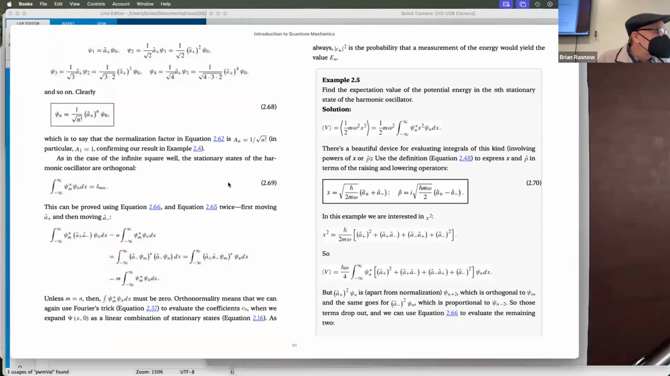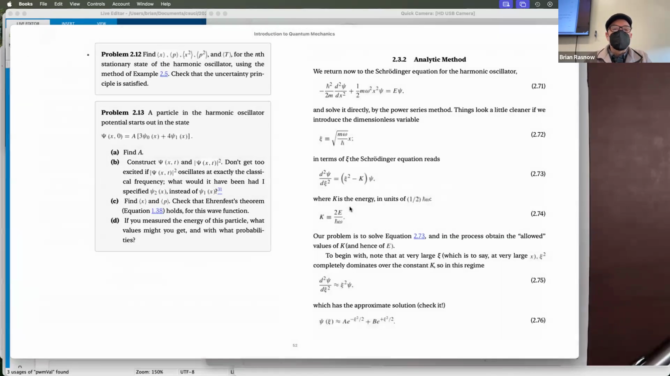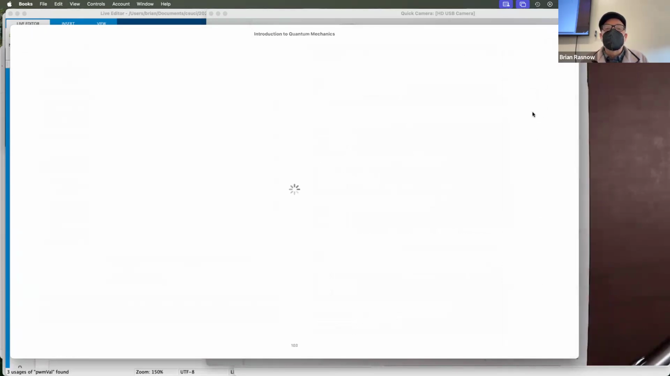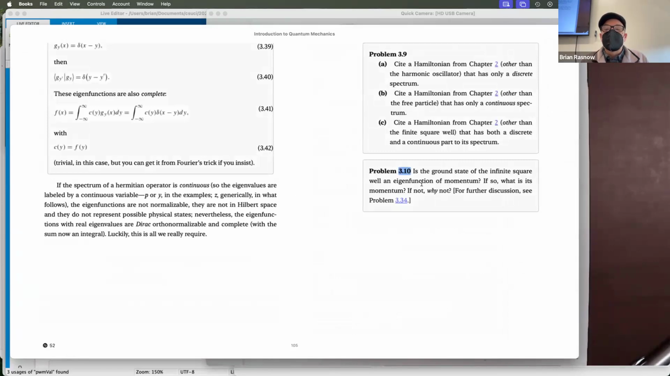All right, so let's see, problem 3.10. Or statistical physicists. Where is problem 3.10? Problem 3.10: Is a ground state of the infinite square well an eigenfunction of momentum? And if so, what is its momentum? And if not, why not? For further discussion, see 3.44.